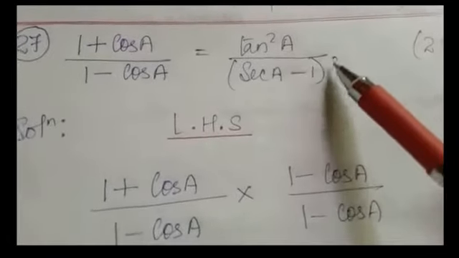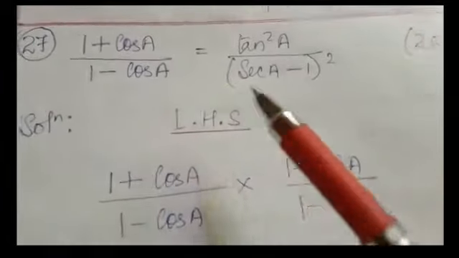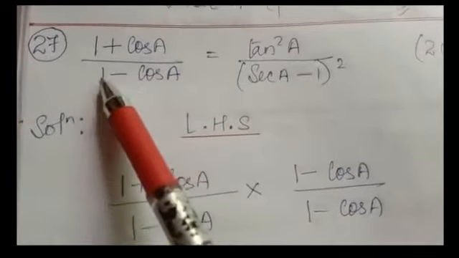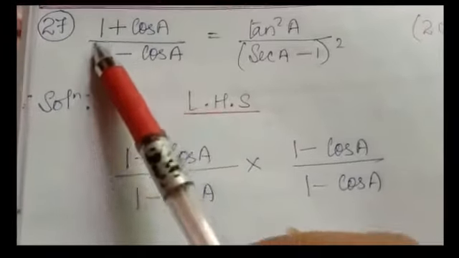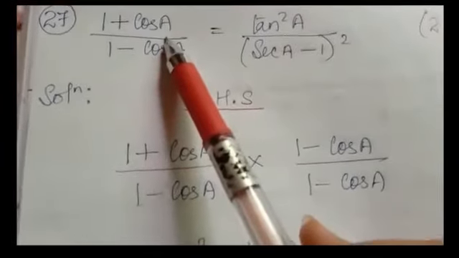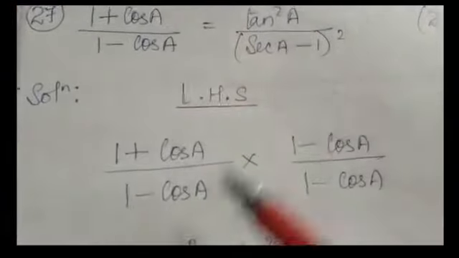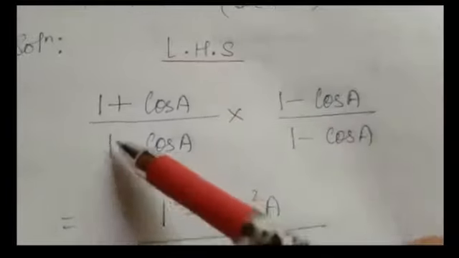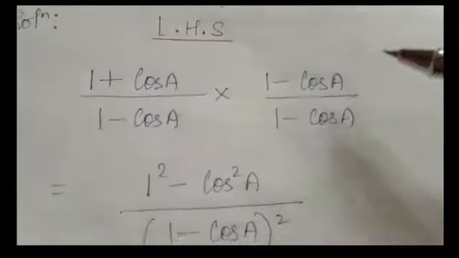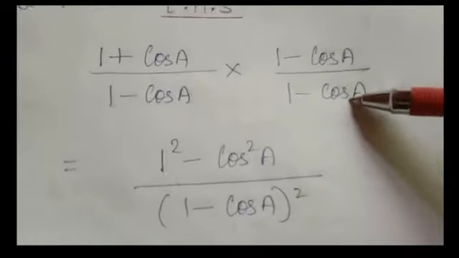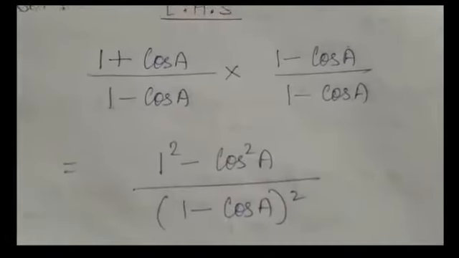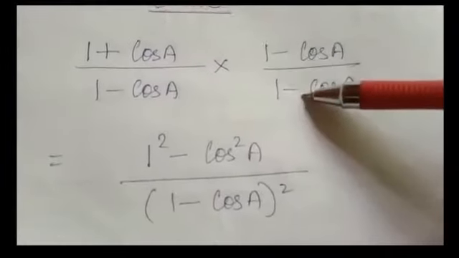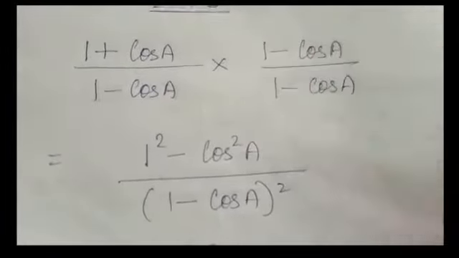On the right hand side, in the denominator we have a square. So to get a square in the denominator, what we have to do is multiply by this 1 minus cos A, then only we will get a square in the denominator. You have to multiply both numerator and denominator. You cannot multiply only the denominator. So we will multiply numerator and denominator by 1 minus cos A.